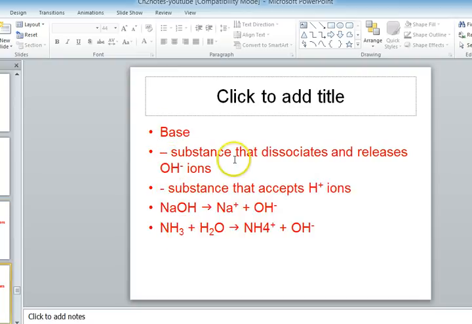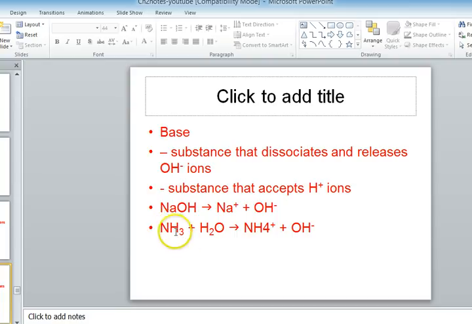Okay, a base is a substance that when it's dissolved in water, it dissociates and releases hydroxide ions. Now a base can also do something else. A base can be a substance that accepts hydrogen ions and thus reduces the number of hydrogen ions in solution. So we've got sodium hydroxide. When this is dissolved in water, it splits into sodium ions and hydroxide ions. Thus it's a base.